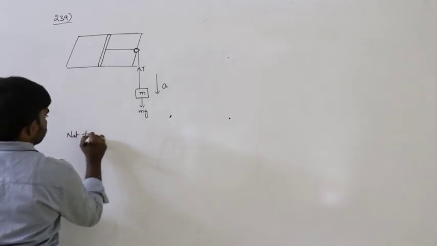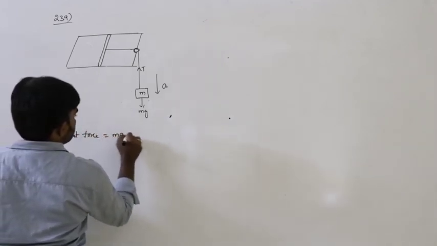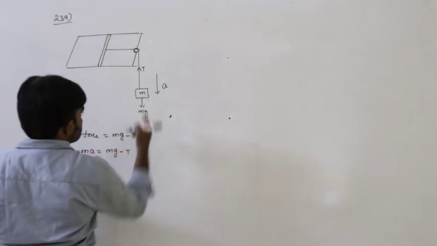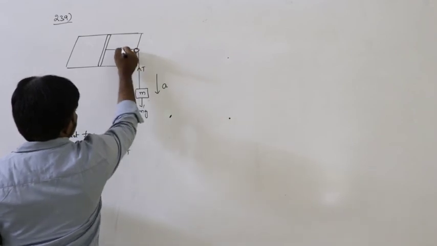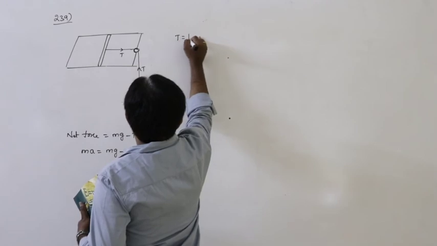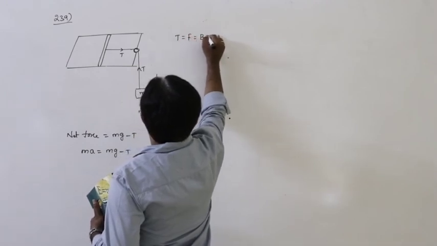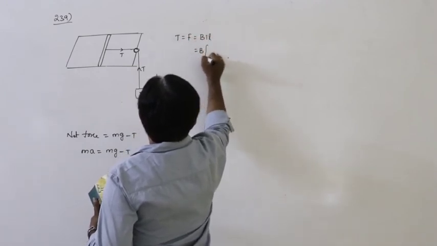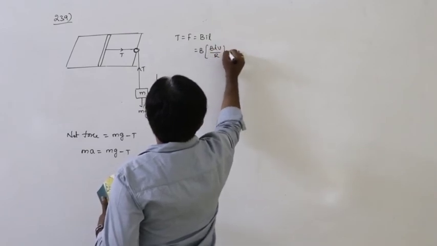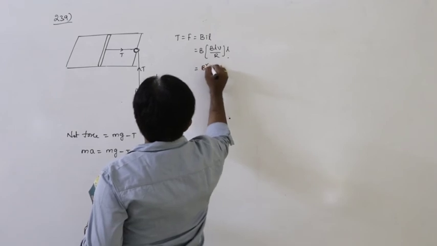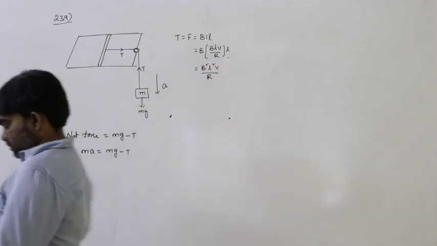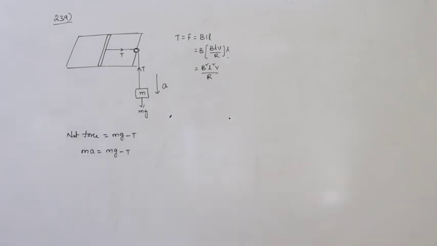In any situation, net force is equal to mg minus T. So MA is equal to mg minus T. What is T here? T is nothing but the force developed. So that is BIL, and the induced EMF is BLV, so I is BLV by R, into L. So B square L square V by R.